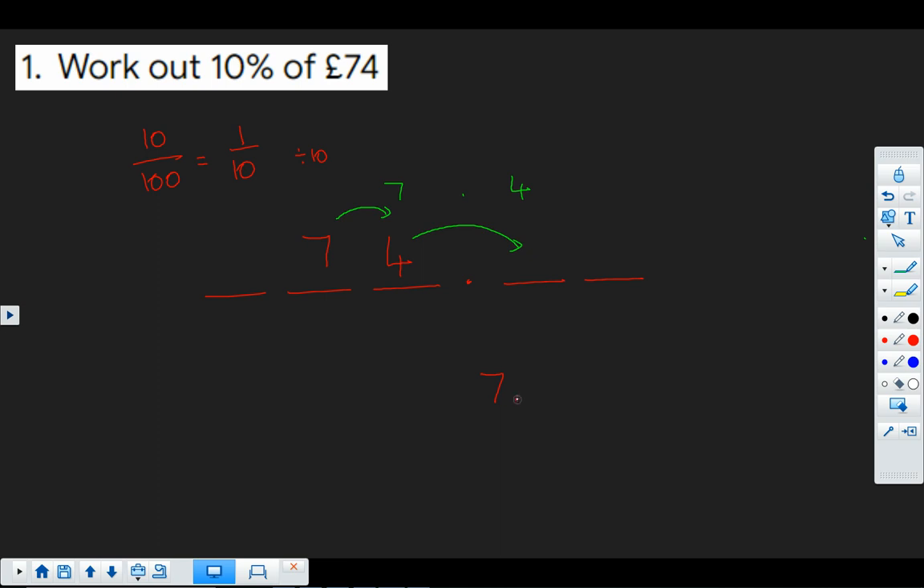So my answer is 7.4. Oh, it's money. So let's make sure that we've written that properly as money. And the nugget to go and practice is 7.04.